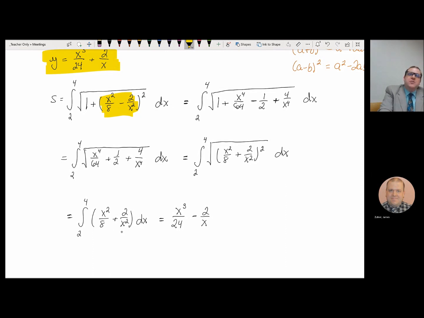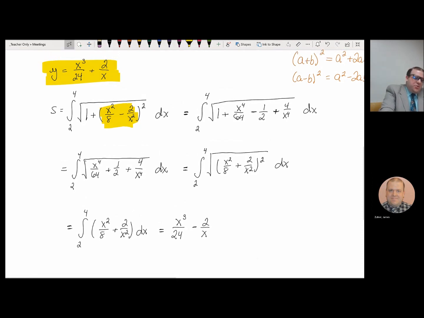The power is minus 2. Right. Or you could just look at this and go, okay, so this was the derivative of x cubed over 24 plus 2 over x, right? Only difference is it's now plus instead of minus. So the antiderivative would be the same function, except you switch the plus with the minus. Because that's what an antiderivative is, right? It's the opposite of a derivative. Does that always hold true? No.